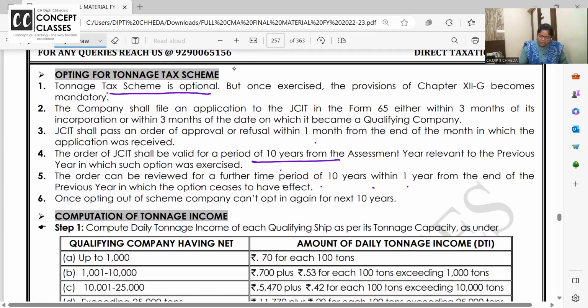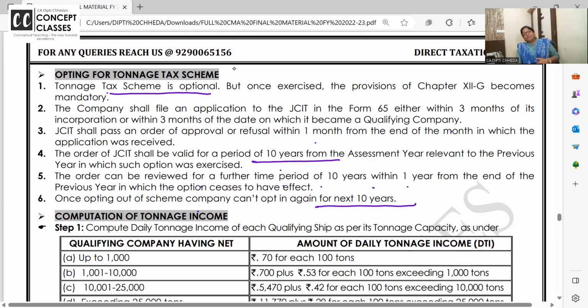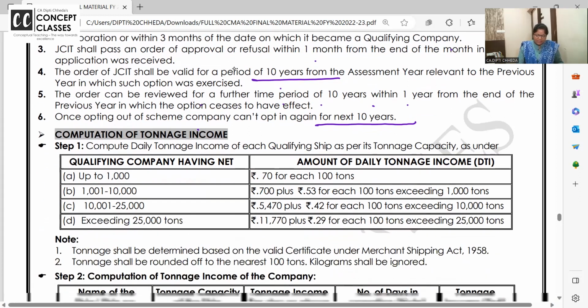Once opting out of the scheme, a company cannot opt in for 10 years. All this I already told you. The scheme is optional, but once you opt in, please stay for 10 years. In case you walk out, for the next 10 years you cannot come in. And if you are in for 10 years, then within 1 year from the end, where the 10 years finish, again you can renew it for the next 10 years.